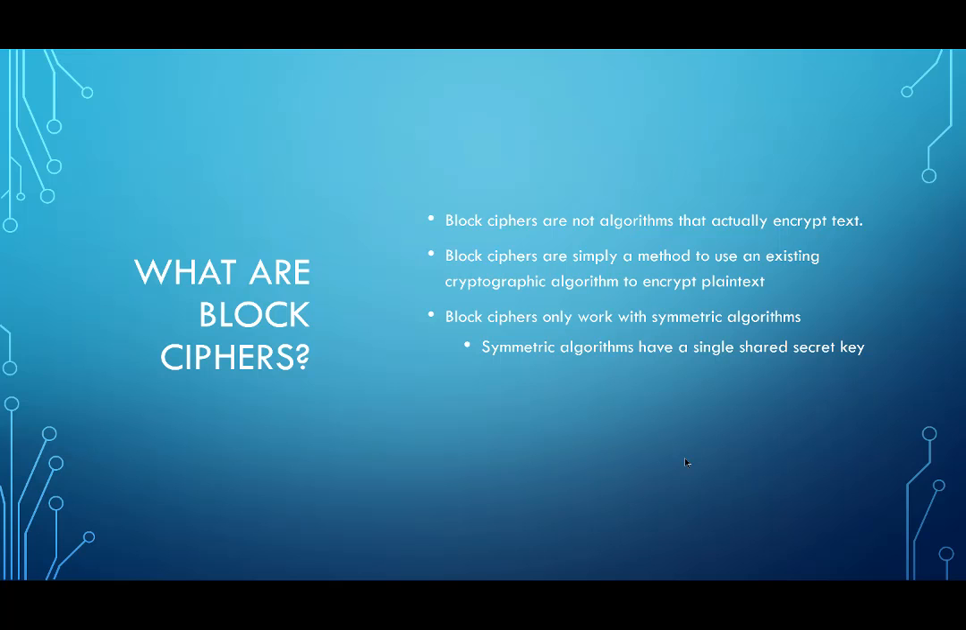Block ciphers are not algorithms that actually encrypt text. Block ciphers are simply a method to use an existing cryptographic algorithm to encrypt plain text. Block ciphers only work with symmetric algorithms. Symmetric algorithms have a single shared secret key.